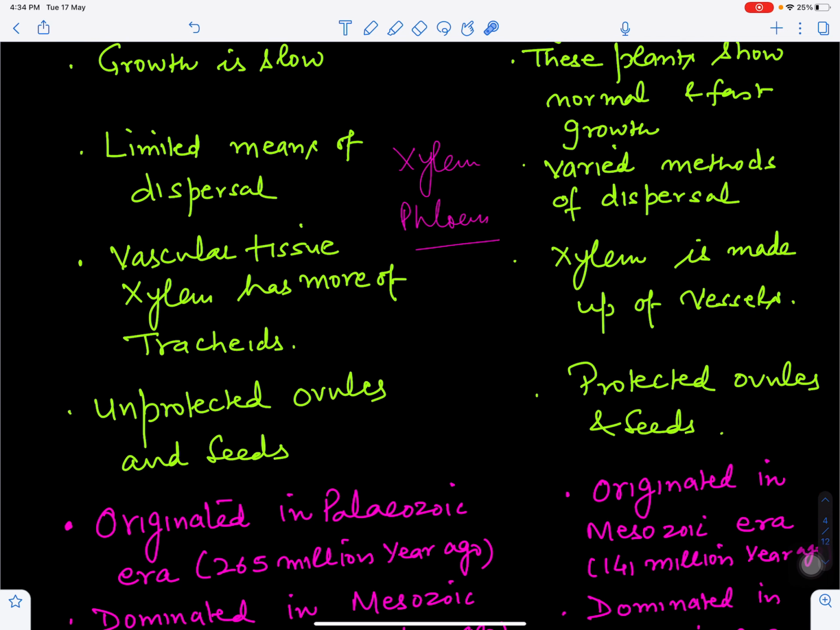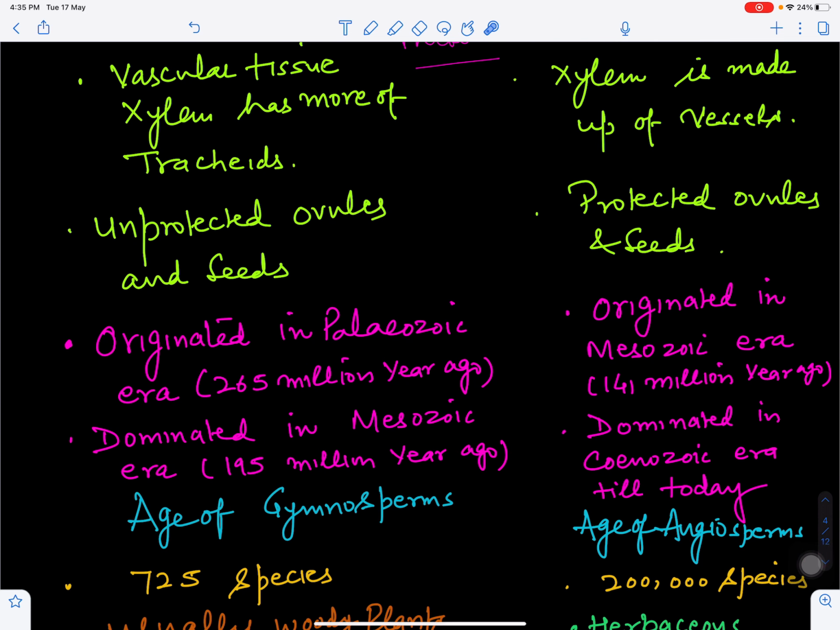Now, gymnospermic plants have unprotected ovules and seeds. Seeds are not found inside the ovary. But in case of angiospermic plants, seeds are protected and they are found inside the ovary. So they are protected ovules which ripen to form the seeds.